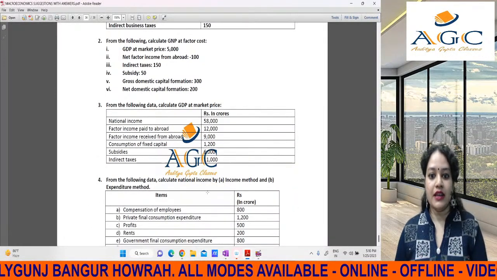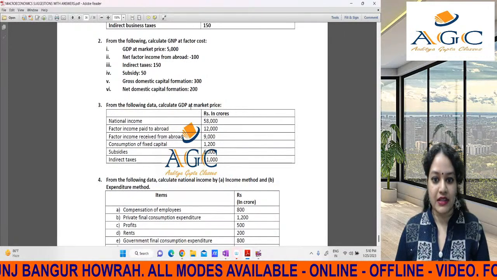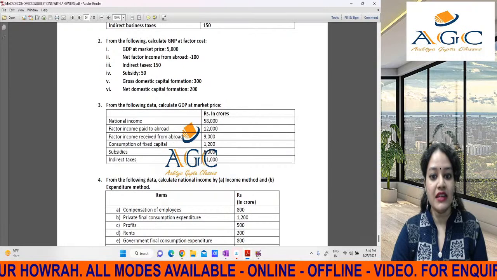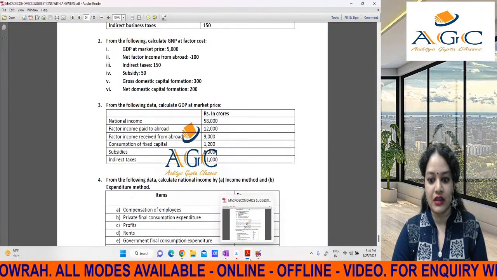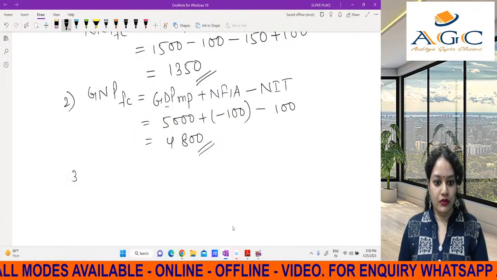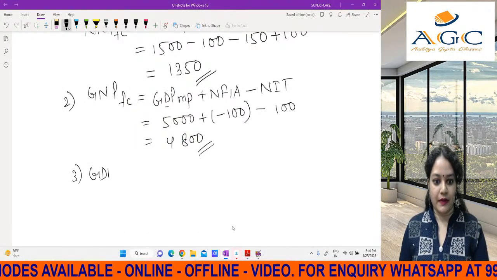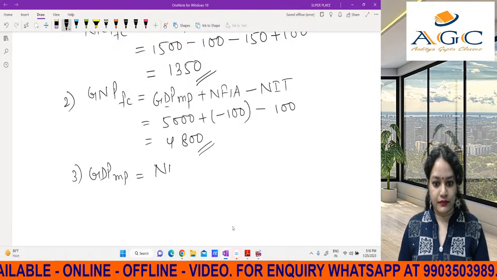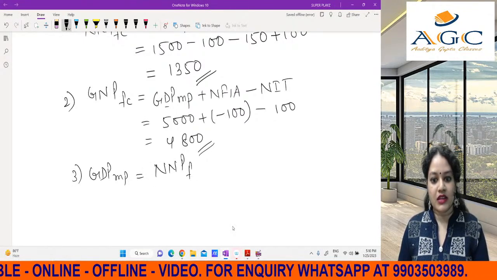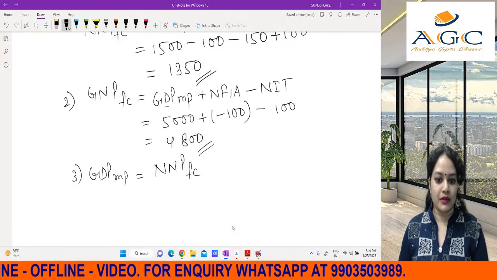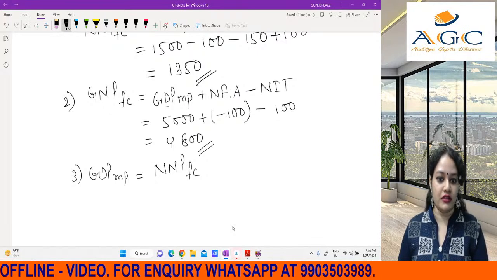From the following data, calculate GDP at market price. Here what have we been given? We have been given NI, as in NNPFC, and we have to get to our GDP MP, right? So let's write down the formulas first, and in your exam, positively write down the formulas when you're doing the sum. Do not apply any shortcut.